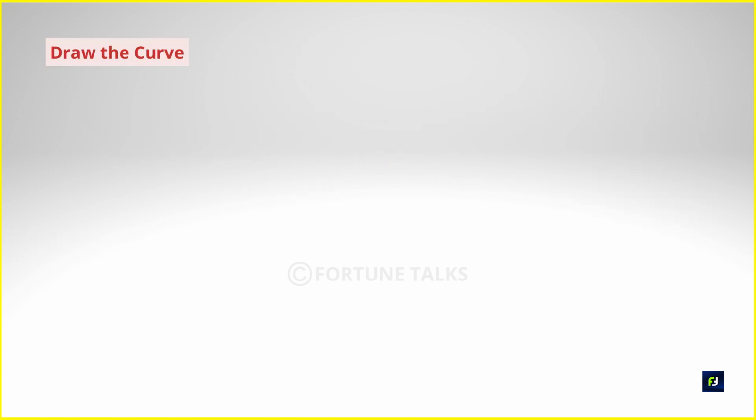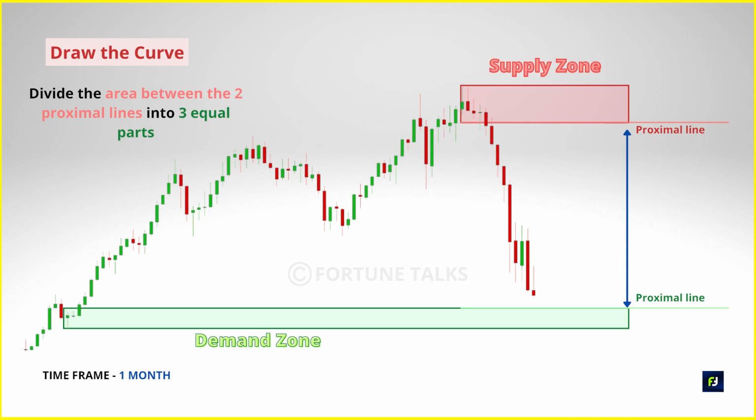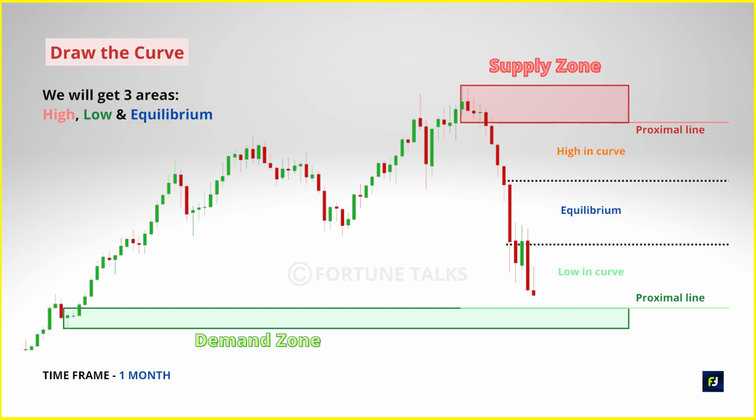Now moving on to the third and final step, drawing the curve. So the third step is to divide the area between the proximal lines of the supply and demand zones under control into 3 equal areas. Now the idea is that after identifying the closest supply and demand zones, you have to divide the distance between them by 3, and we will get a high area, a low area, and an equilibrium area.